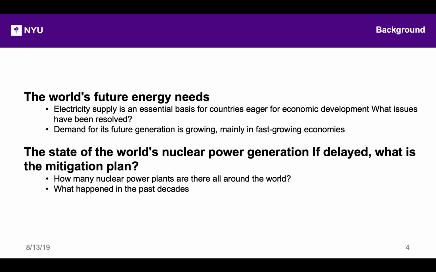According to projections of future electricity supply and demand, it will double in the next 20 to 50 years and triple by 2050.